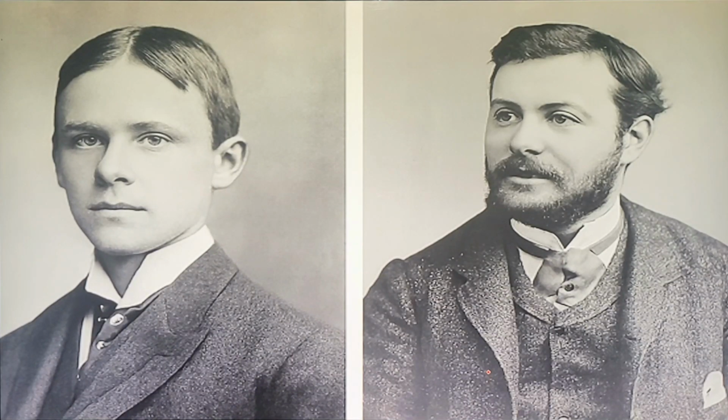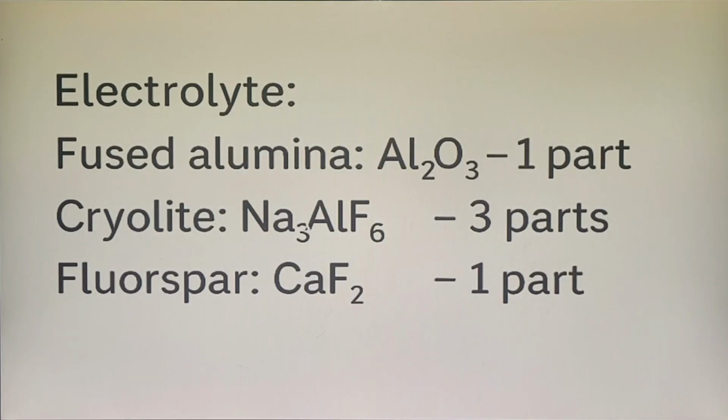Okay. Now the solution for this problem was given by two scientists. The names of these scientists are Hall and Héroult. So that is why the process by which we reduce it is called the Hall-Héroult process. So whenever we are trying to convert aluminium oxide into aluminium, that process is called the Hall-Héroult process. It is named after the two scientists. Okay. Now they came up with a solution.